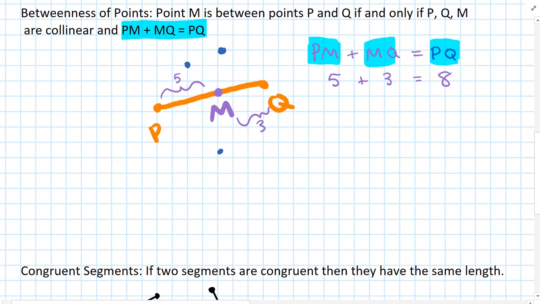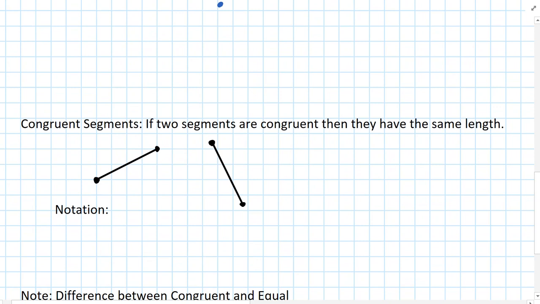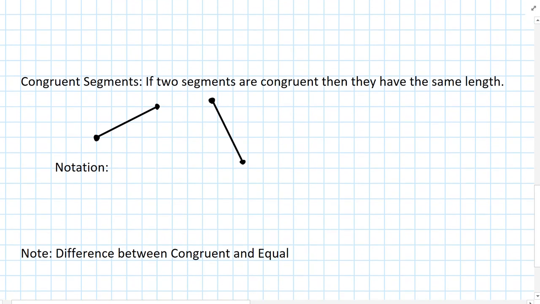Okay, and finally we're going to talk about congruent segments. So I want to define congruent segments, and then I want to talk a little bit about what congruence is and why we use the term congruence. So I've got my definition here of congruent segments. It says if two segments are congruent, then they have the same length.